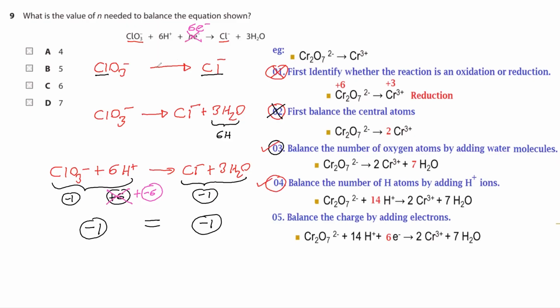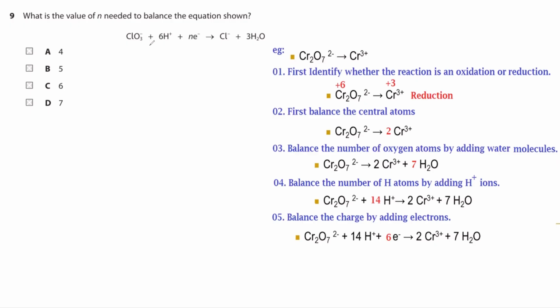So the answer for question number 9 is C. Now you might be thinking, do I have to do all these steps? No, because the question has done most of the work for you. See, H plus, everything is balanced. They're asking how many electrons there are. That's the only part they're asking. So you simply have to balance the charges.